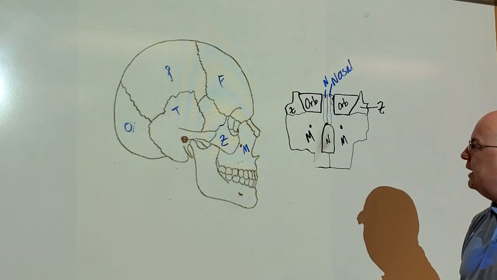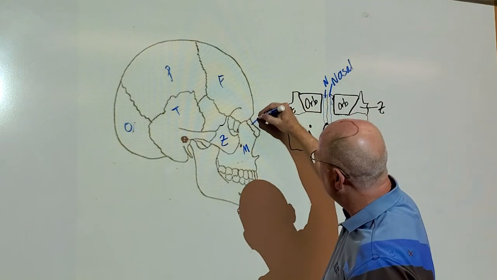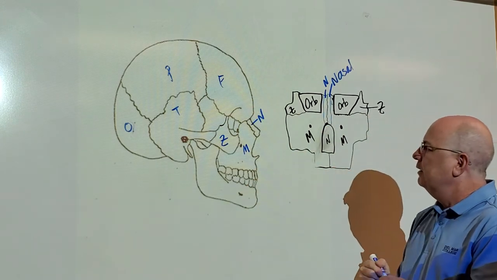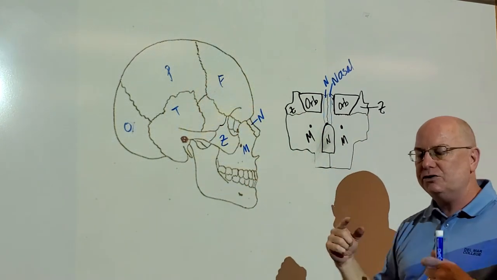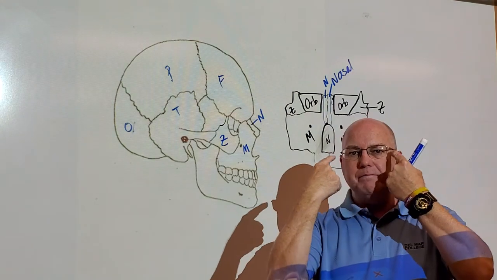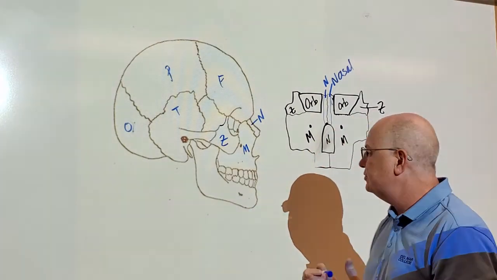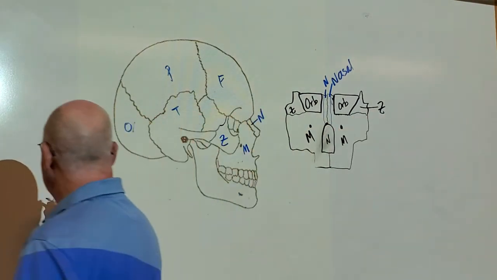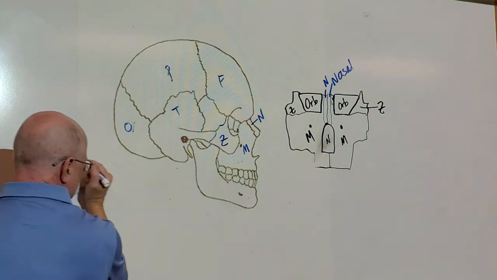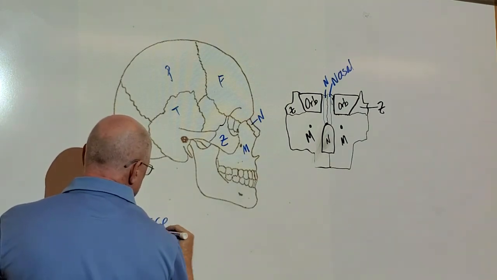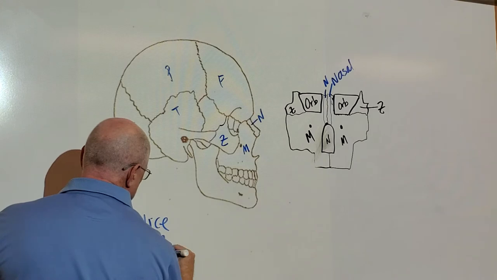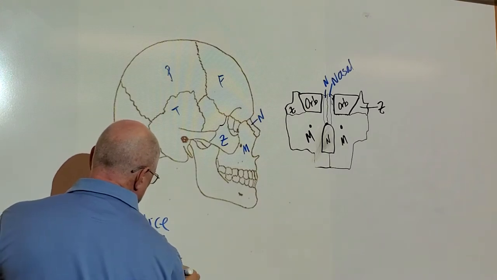And if we follow the nasal bone, which would be this one right here, there's a series of bones that go into the orbit and back out. And there's a funny saying that goes along with it that says, nice men leave early.